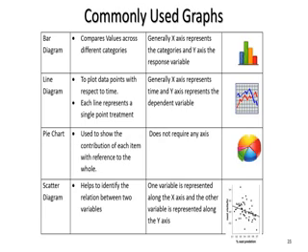Next comes the scatter diagram. This helps us to identify the relationship between two variables. One variable is represented along the x-axis and the other variable is represented along the y-axis. So this is how we represent the data set.